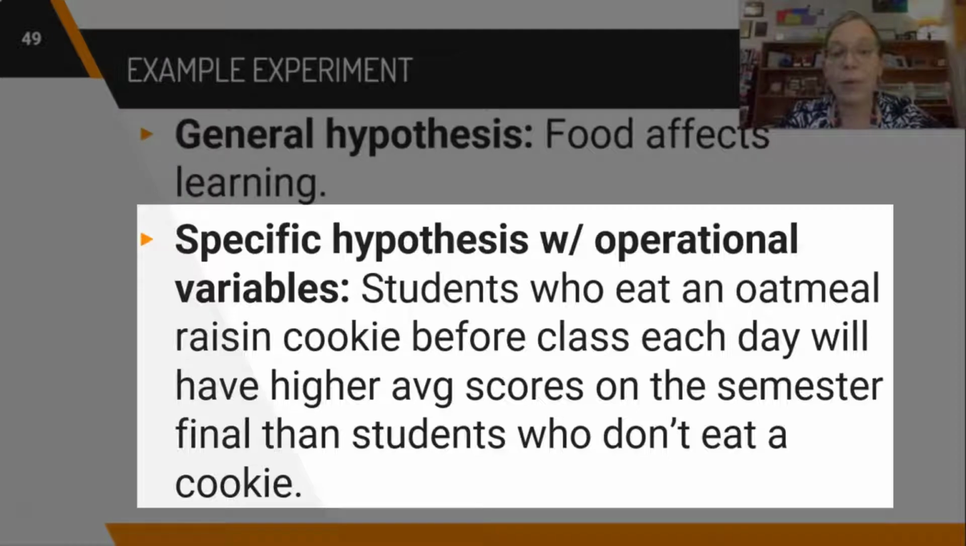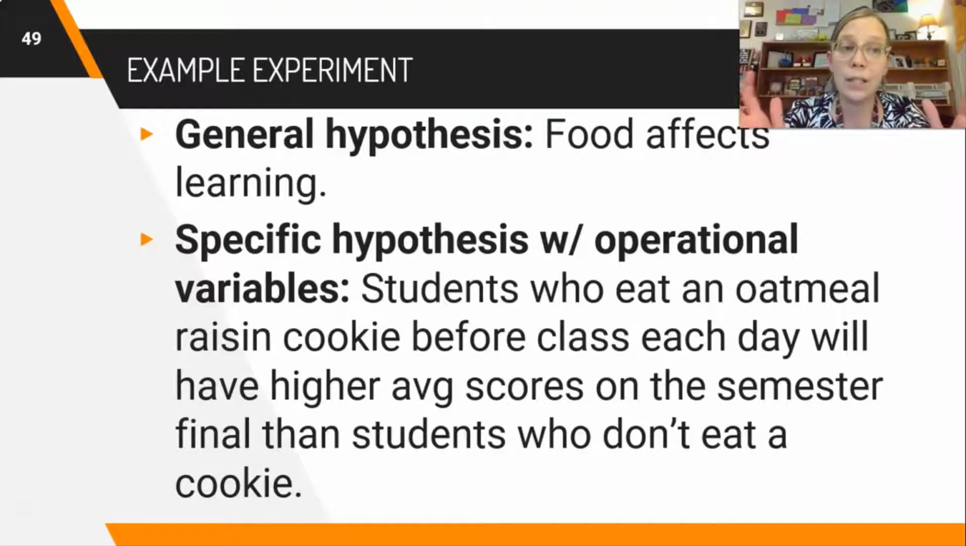So we might come up with a specific hypothesis like this one. Students who eat an oatmeal raisin cookie. So what do we mean by food? We're operationally defining food as an oatmeal raisin cookie. We're specifically saying in this case, food means an oatmeal raisin cookie. And then we'll say students who eat an oatmeal raisin cookie before class each day will have a higher average score on the semester final than students who don't eat a cookie. So then we're operationally defining learning as scores on the semester final. That's how we're going to measure whether students learned better or not.